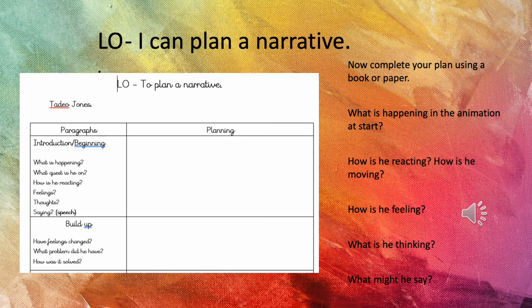Build up. Have feelings changed at this point? Is he starting to feel more nervous, more anxious? Is he becoming confident? What problem did he have? So at this point, this is where he was trying to get the statue to try and find the secret passage to get to the treasure. How was it solved? What did he do to overcome the problem? It was a small problem, but he was able to overcome it without too many problems.